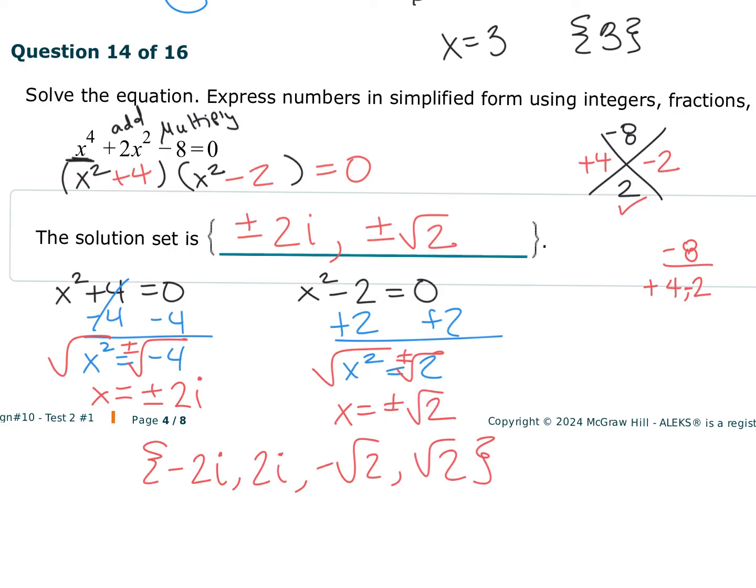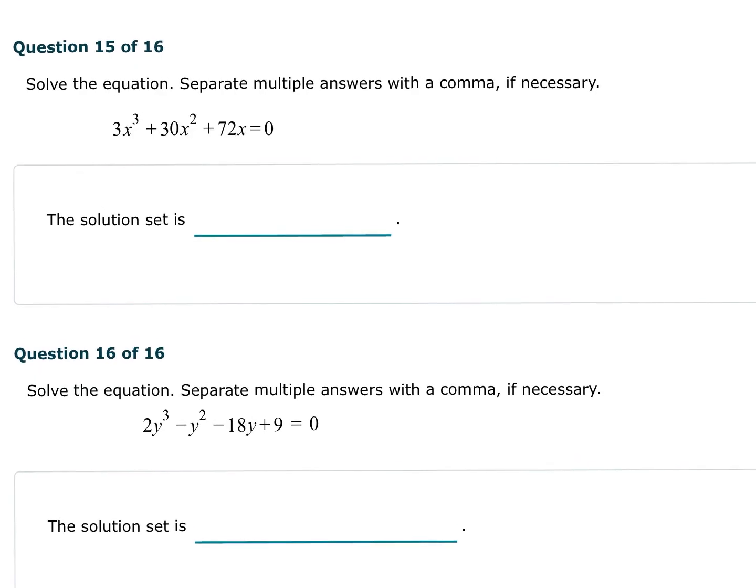And it should accept either way that you type it in. So we are almost done. We have just a few more.